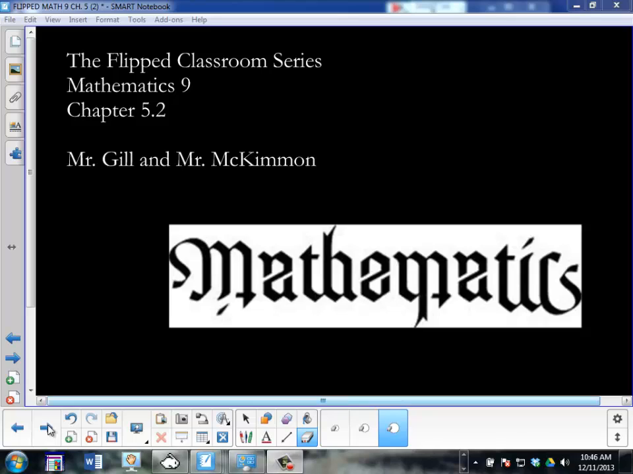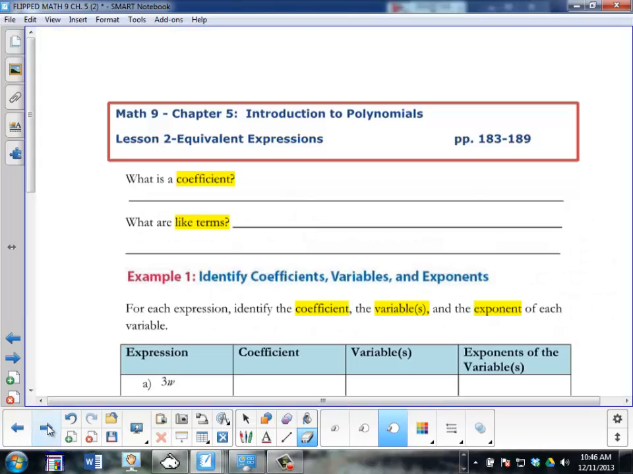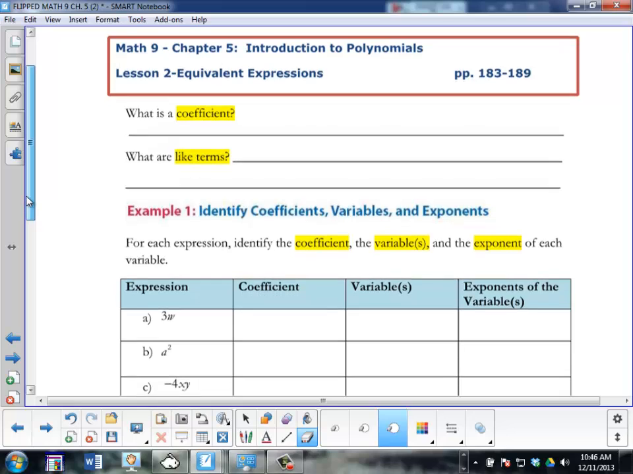So today we're going to do 5.2. So let's have a look at that. You should have this handout already. And so lesson 2 is on what we call equivalent expressions.